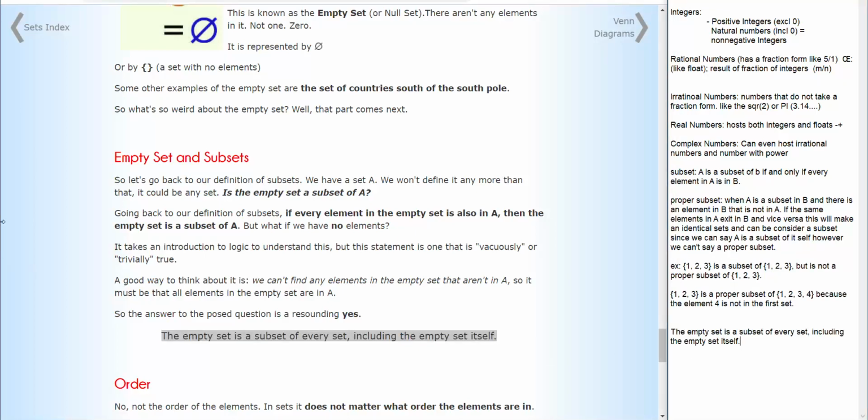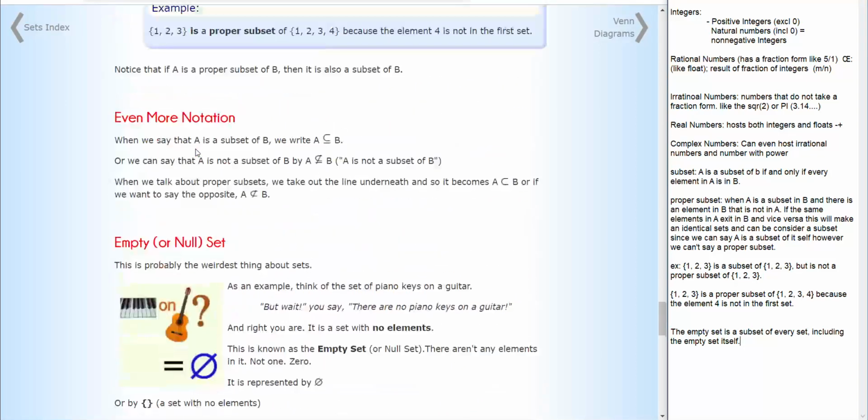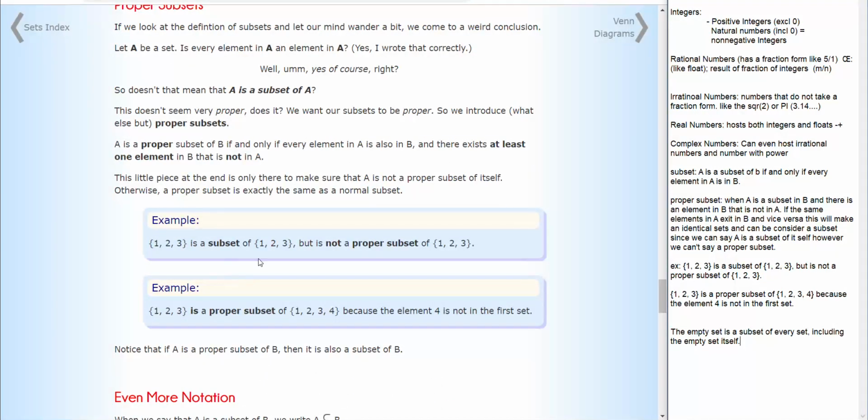Nice. Okay. So the logic behind this is that we've looked at the duplicate sets, or the identical sets. When we have a set identical to another, then we say A is a subset of the other set. Like in this case, 1, 2, 3 is a subset of 1, 2, 3. Now with this definition, an empty set is a duplicate, or an identical set, of another empty set. So they are both subsets of each other.